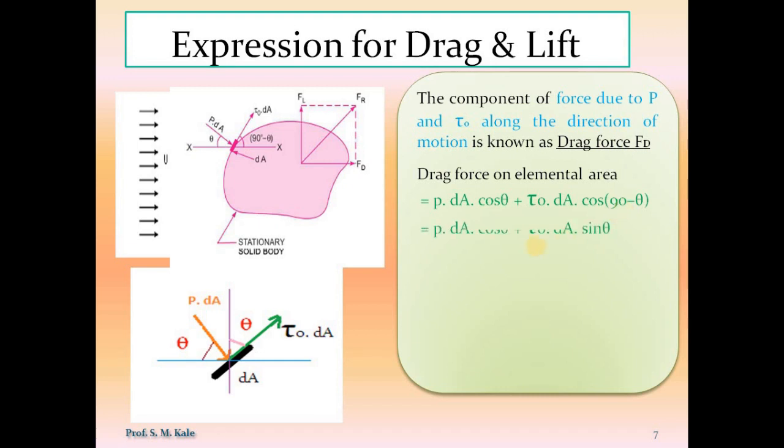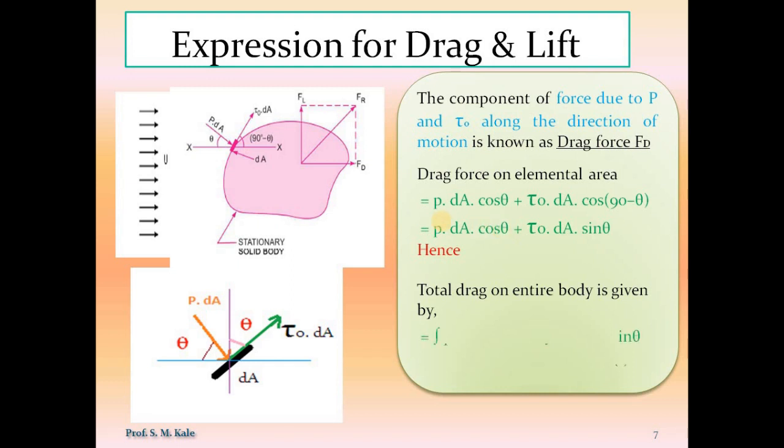So the equation will become PdA cos theta plus tau 0 dA sin theta. So this is nothing but the drag force acting on that elemental area. Now if I want to calculate the total drag force acting on the entire body, then as the entire body consists of a number of such small elementary areas, the total drag force acting on the entire body will be given by taking the integration of the drag force acting on the small elemental area dA.